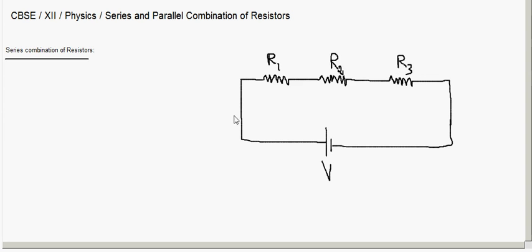The current through each resistor in series combination is the same, I. And let the voltage drops across these resistors be V1, V2 and V3. V1 is the voltage drop across R1, V2 is the voltage drop across R2, and V3 is the voltage across R3.